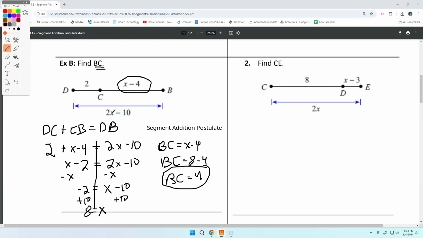If we want to check our answer, we can also substitute 8 in here. 2 times 8 is 16. 16 minus 10 is 6. So we know 2 plus 4 is going to give us a total of 6. Looks like we did it right.